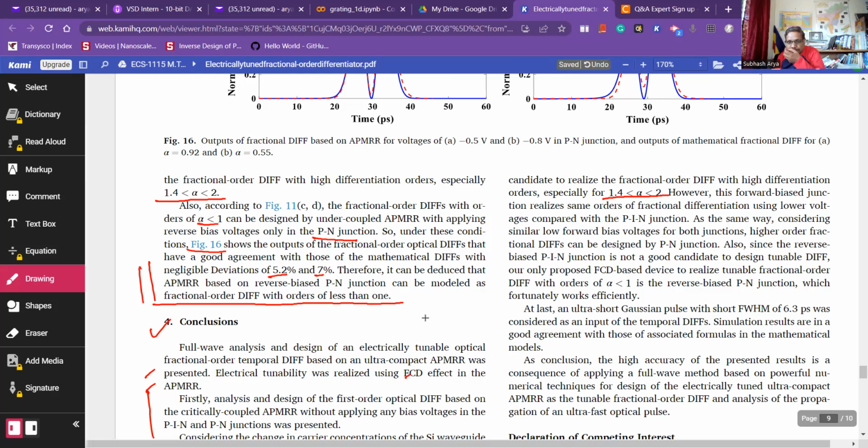However, this forward bias junction realizes some order of fractional differentiator using low voltage compared with the PIN junction. In the same way, considering similar low forward bias voltages for both junctions, higher order fractional differentiator can be designed by the PIN junction. Also, since the reverse bias PIN junction is not a good candidate for design of tunable differentiator, our only proposed free carrier dispersion based device to realize tunable fractional order differentiator with order of alpha less than 1 is the reverse bias PN junction, which fortunately works efficiently.